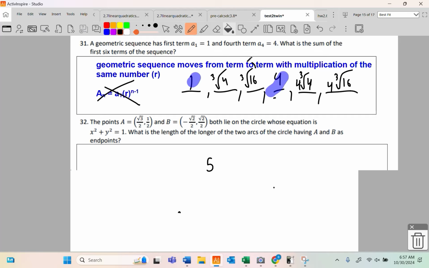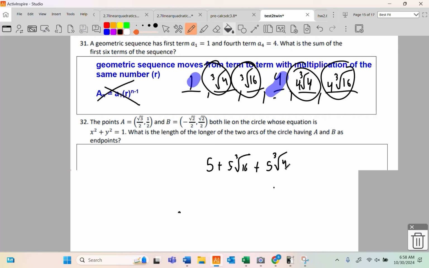Let's see. These guys are alike. You take a cubic root of 16 and 4 cubic roots of 16 and put them together, you get 5 cubic roots of 16. And these guys are alike. 1 and 4 makes 5, so plus 5 cubic roots of 4. And I really don't think we can clean that up much more. I could be dead wrong on that, but that's your answer. What a hideous looking problem.